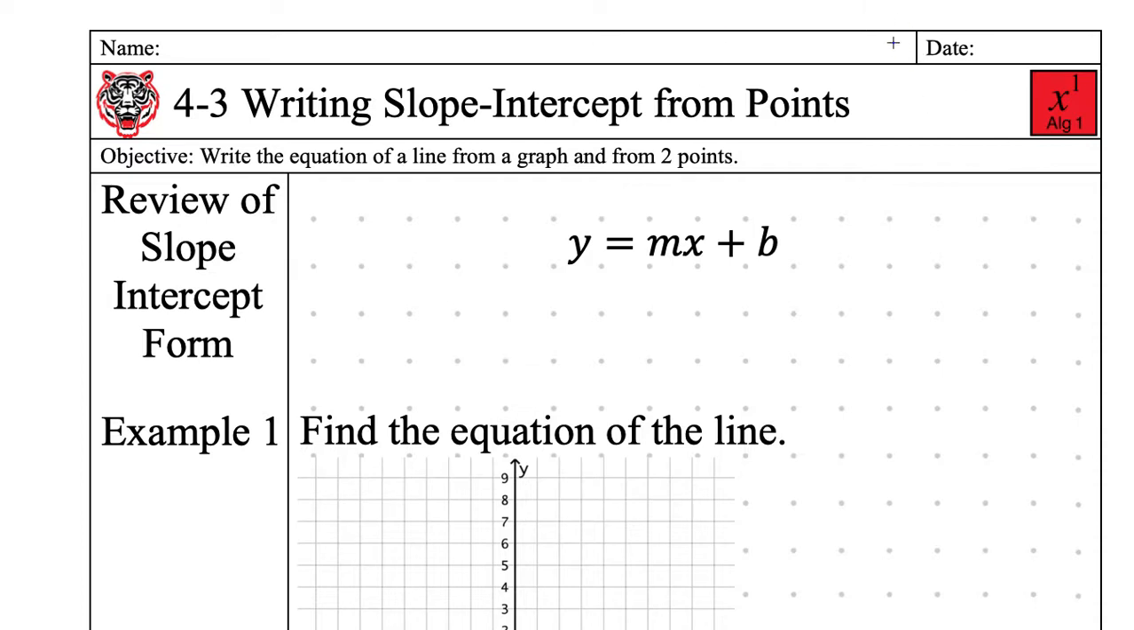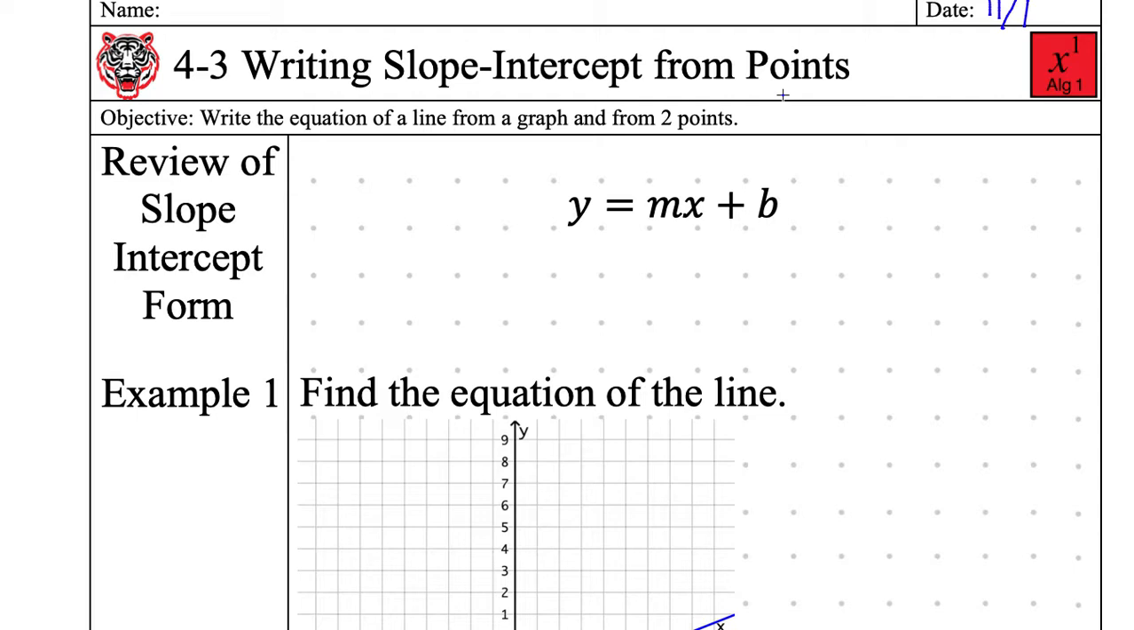All right, this is Algebra 1. We are on today's Friday, November 1st, so 11/1, lots of ones. We are writing slope-intercept from points. Our objective today is to write the equation from a line and to graph an equation from just 2 points.